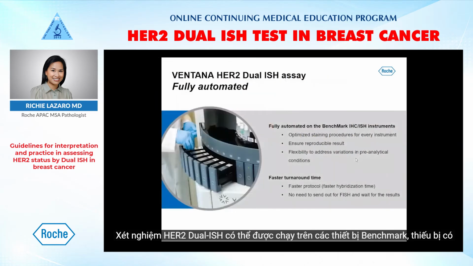The Ventana HER2 dual ISH assay can be run on BenchMark instruments where staining procedures are optimized, ensuring reproducible results with flexibility to address variants in pre-analytical conditions. Hybridization time is faster, and the lab will not need to send out for FISH and wait for results, thus providing a faster turnaround time.